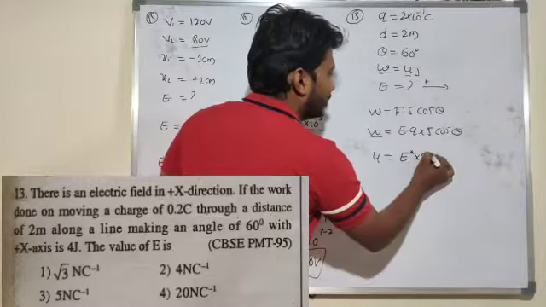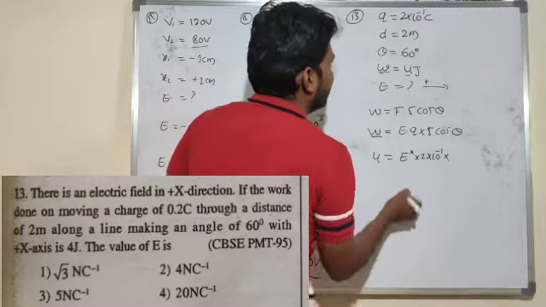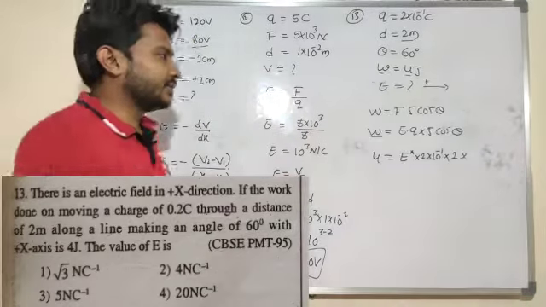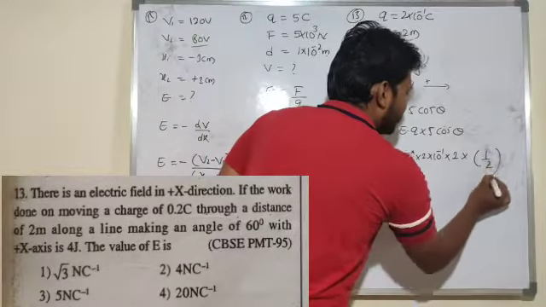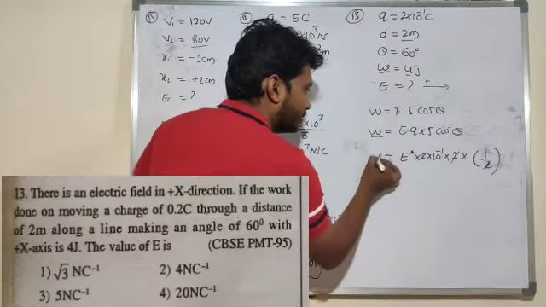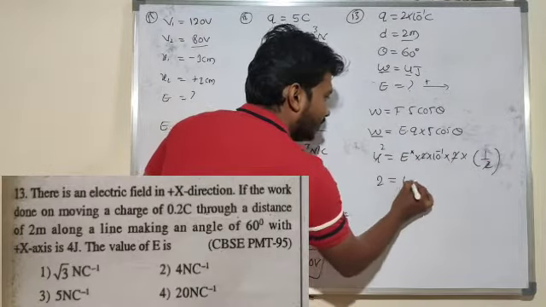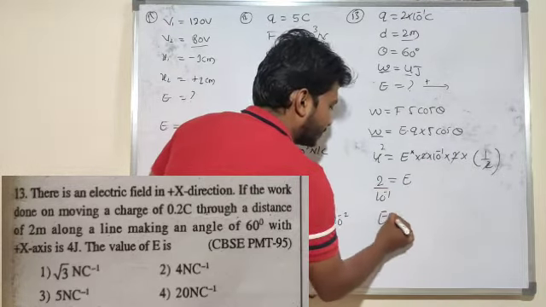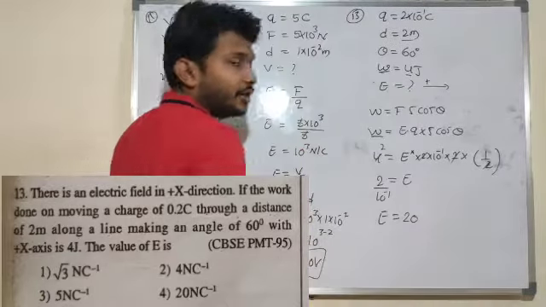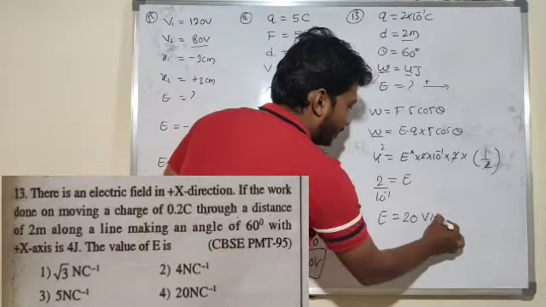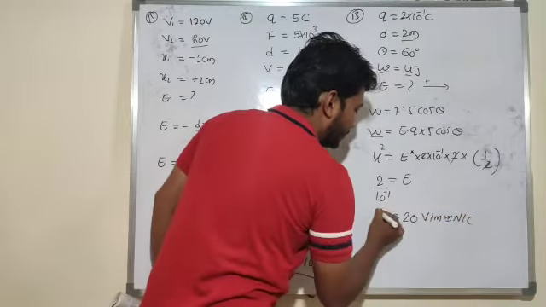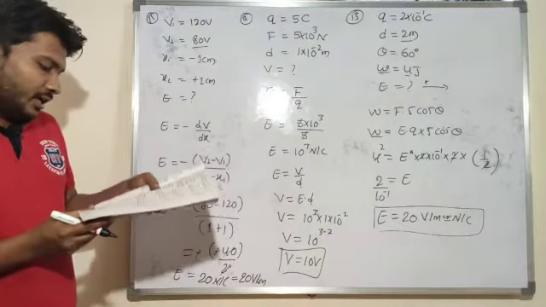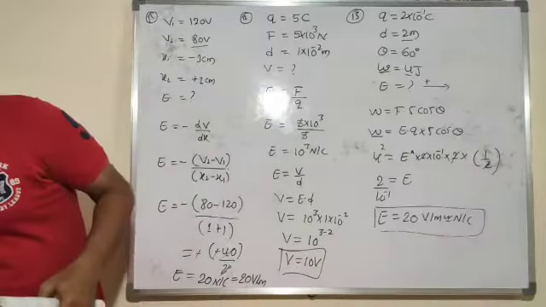What is the magnitude of the charge? 2 into 10 to the power of minus 1. What's the distance? That is 2 meter. So cos of 60 degrees, that is 1 by 2. Cos 60 value is 1 by 2. 2 ones are 2, 2 twos are 4. E is equal to what? 4 divided by 10 to the power of minus 1. So E is equal to 2 into 10 to the power of 1, or 20 volt per meter, or another unit is 20 Newton per coulomb. What is that electric field value here? 20 Newton per coulomb here. So we'll look at next one.